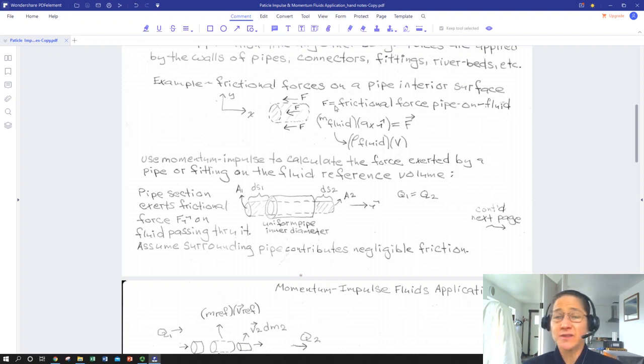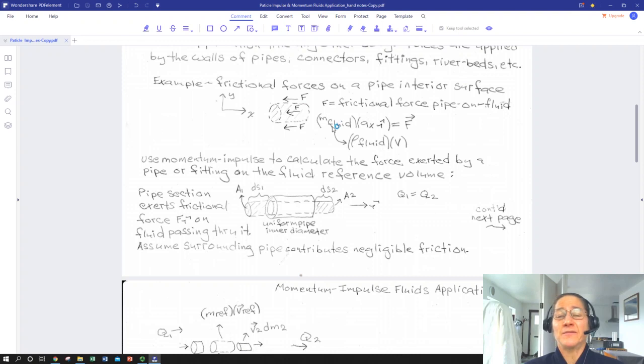So we can apply Newton's second law by doing an FBD of this reference volume. So here's the reference volume of fluid flowing through, and in any snapshot we've got something going through. It's got a velocity. Frictional forces are acting backwards to the flow. So we can say that the mass of the fluid times the acceleration in the x direction along the pipe is equal to the sum of the forces, the friction applied by the pipe.